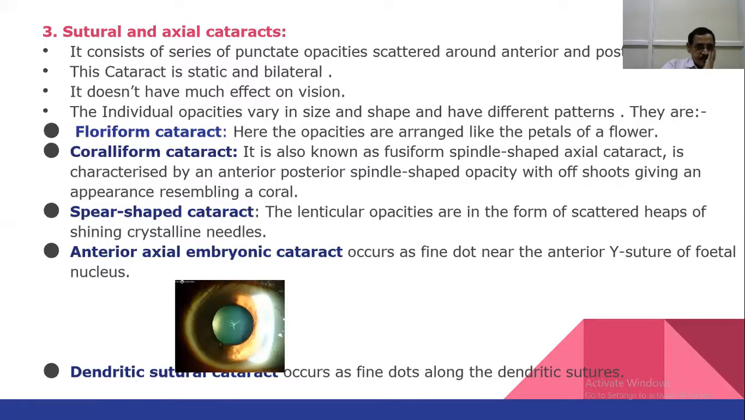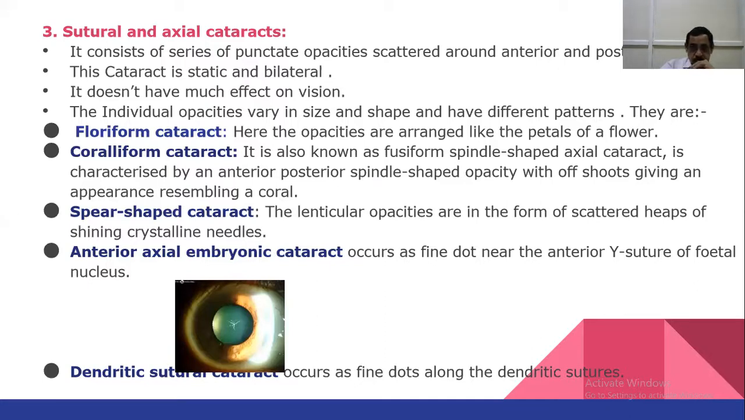This cataract is static and bilateral. It doesn't have much effect on vision. The individual opacities may vary in size and shape and have different patterns. They are, first one is floriform cataract. Flora means flower, so these opacities are arranged like the petals of a flower.